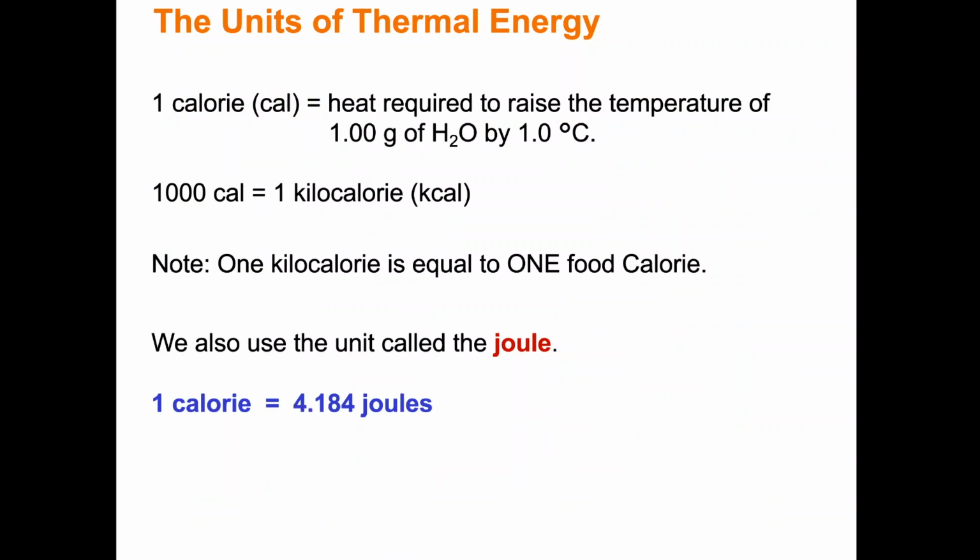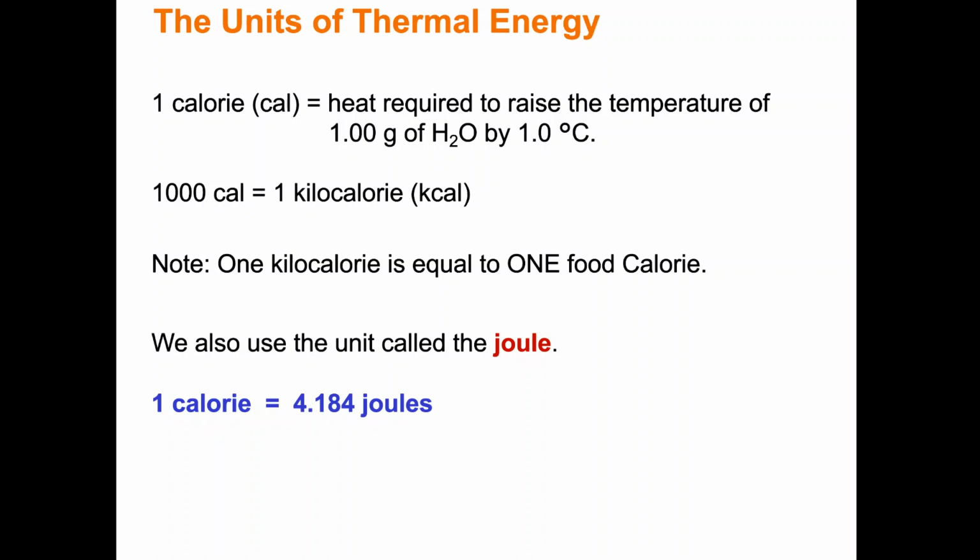Okay, so those were sort of setting up where we're going. Now let's talk about some units. The first unit will be the calorie, which is equal to the heat required to raise the temperature of 1 gram of water by 1 degree C. So a calorie is how much heat is required to raise the temperature of 1 gram of water by 1 degree C.